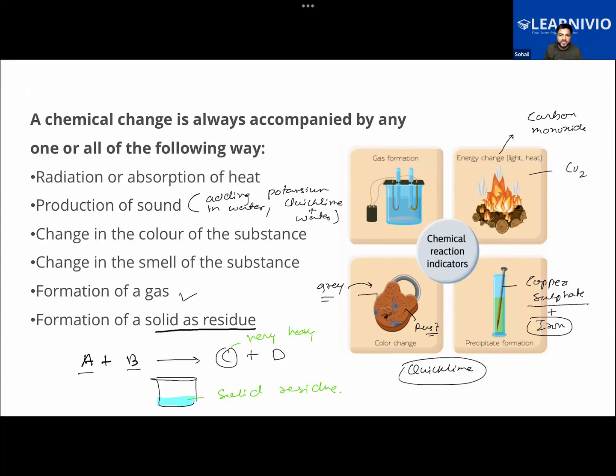That we normally observe in a chemical change. Example? Like a chemical reaction along with the chemical reaction is characterized by some other products also, some other things also, apart from the production of new substances.